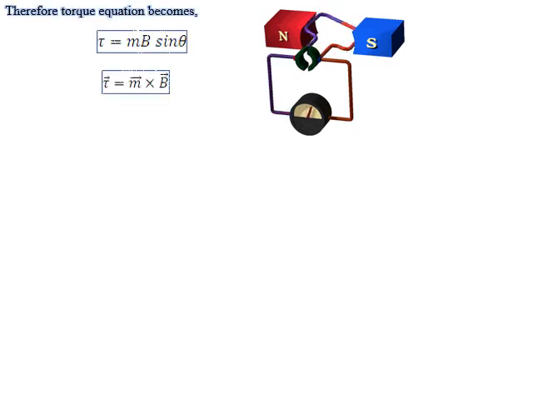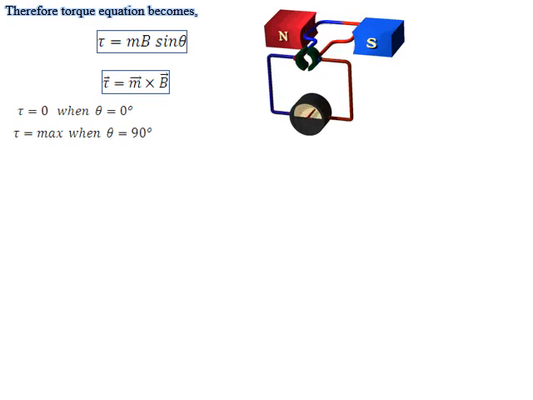Just substitute for m, we will get torque is equal to mB sin theta. Writing it in terms of vectors, tau is equal to m cross B. So this is the equation for torque on a current loop. Okay, this is a 2-mark question. They will ask only the expression and ask you to name the terms in the expression, or they can ask you the conditions.